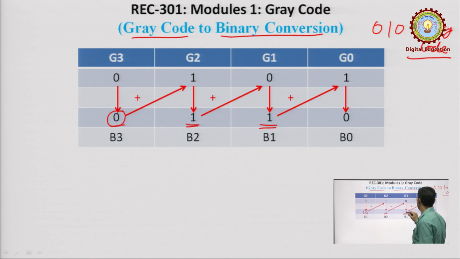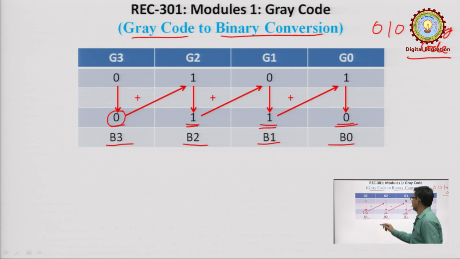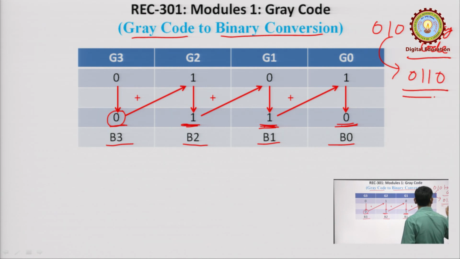And this is 1. This one will be added to the next digit of the gray code. So, 1 plus 1 is equal to, the sum will be 0 and the carry we will not consider. So, the binary code will be 0 1 1 0. So, the binary code for this gray code is 0 1 1 0.